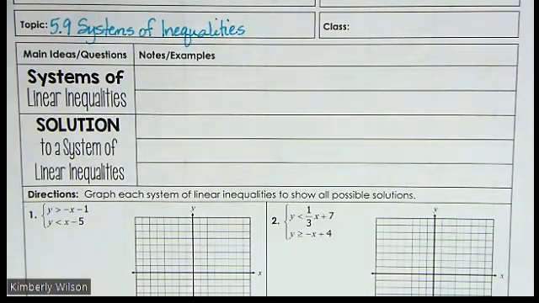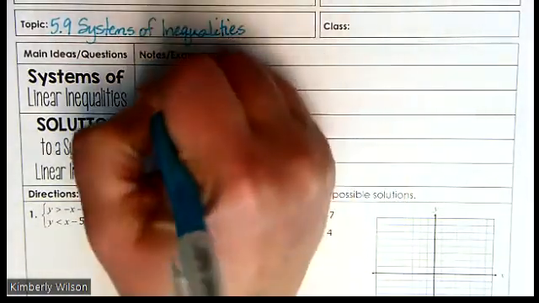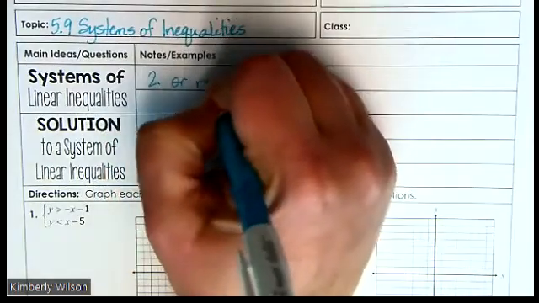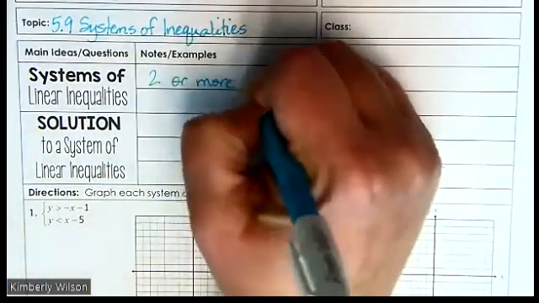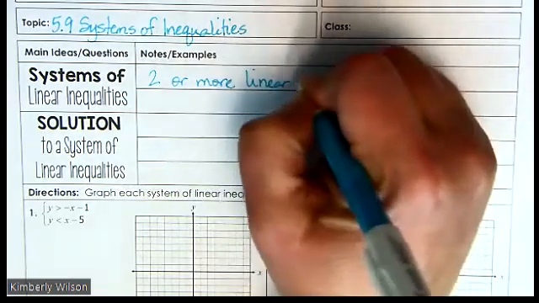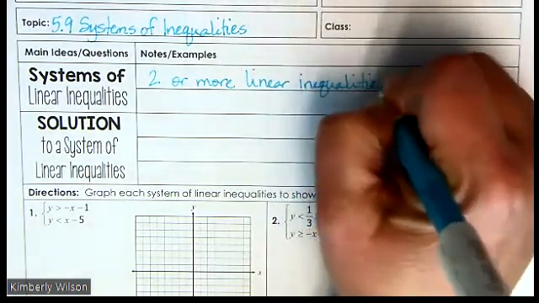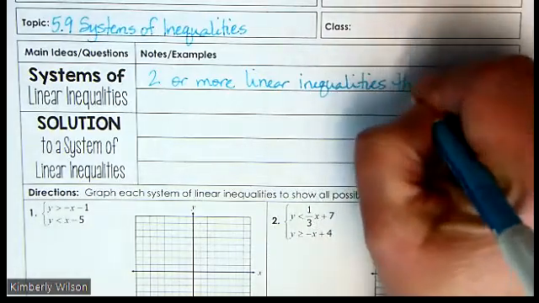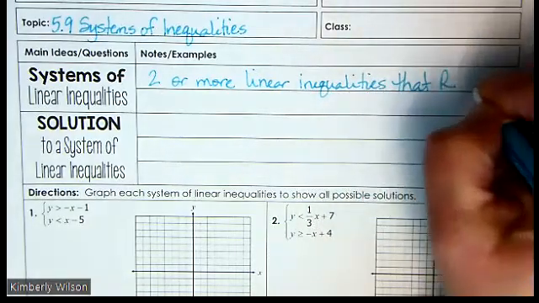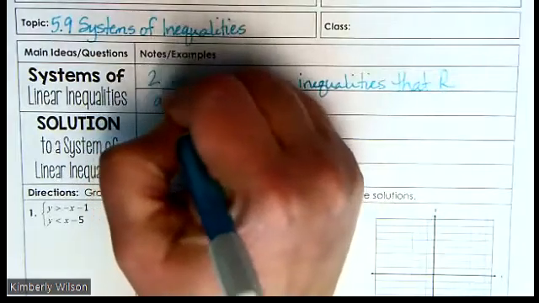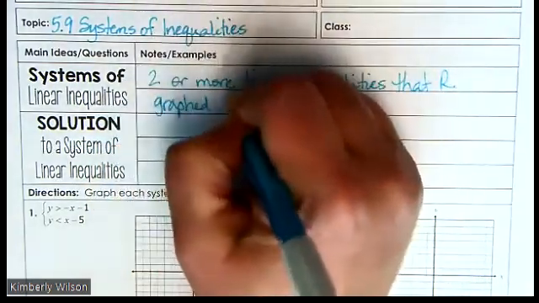Guys, today we're covering 5.9, which is systems of linear inequalities. Just to shorten, I just wrote inequalities. So let's talk about what this means when it says systems of inequalities. That is two or more linear inequalities that are graphed together.